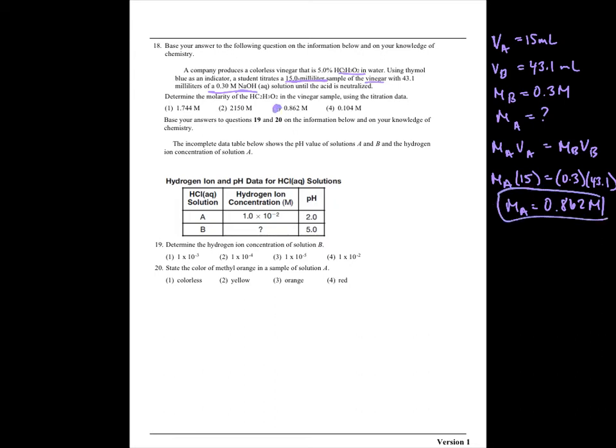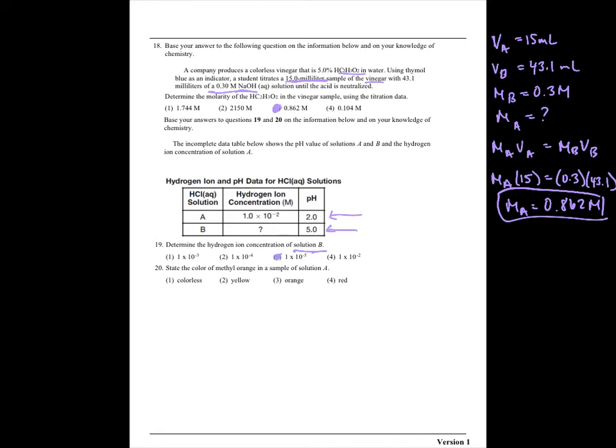Number 19, we need to figure out the hydrogen ion concentration of solution B. If it's pH of 5, then we just got to copy what it was for number 2. Okay, you take a look at the pH level, and it matches the negative exponent of the ion concentration. So here, solution A has a concentration of times 10 to the negative 2. Take away the negative of that exponent, and you get pH of 2. So following suit, it's going to be choice 3.